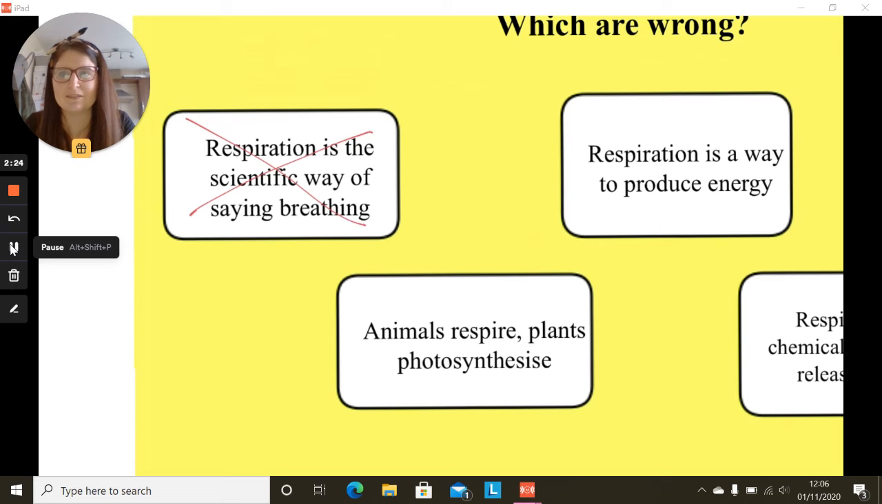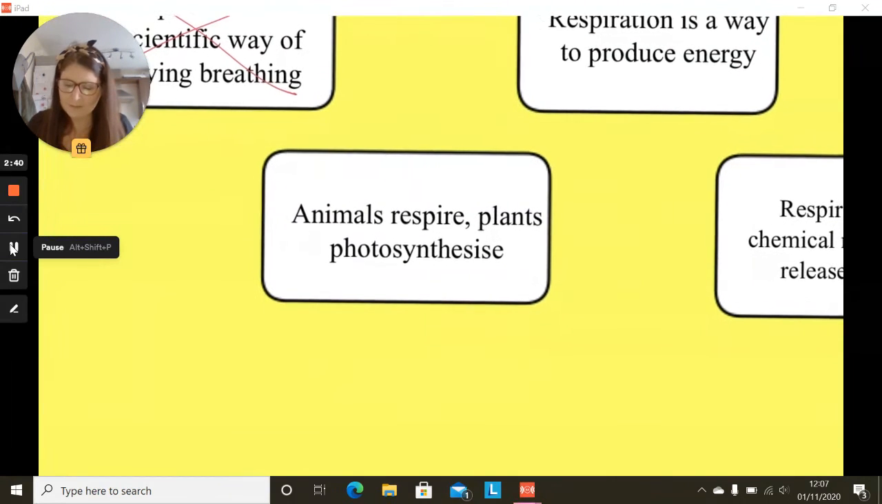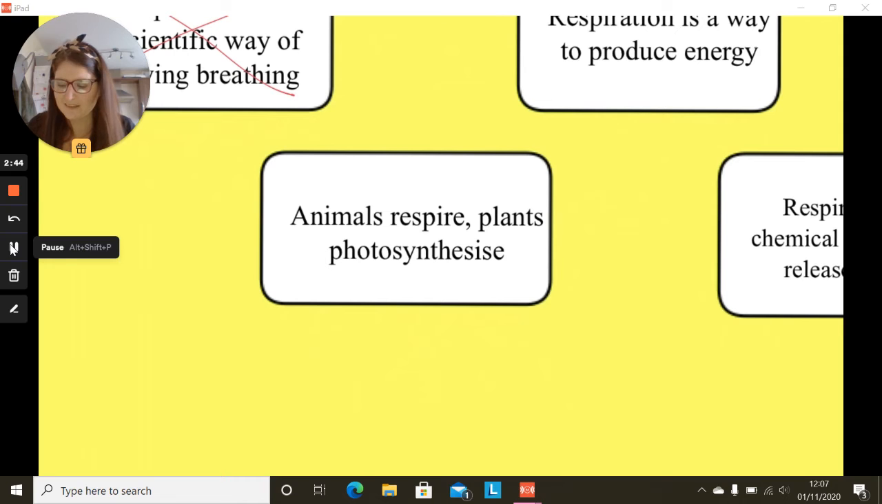One thing that we need to know: respiration is not breathing. Breathing is the process of how we get oxygen into our lungs and how we get carbon dioxide out. It's the breath that you take all of the time. Then we have our next one: animals respire and plants photosynthesize. That one is sort of correct, so I'm going to give it a little tick, because animals respire and plants do photosynthesize. However, we could improve that statement because plants also respire. It's not just animals that respire, plants also respire as well, so that's why it's not fully correct.